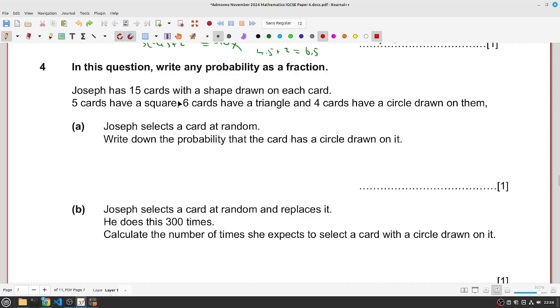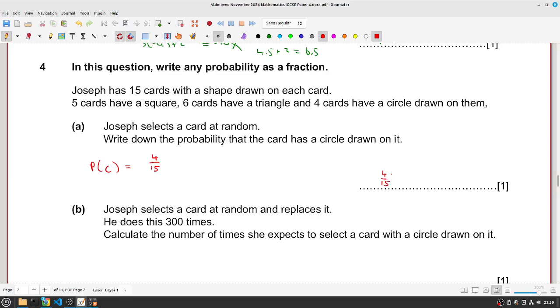Joseph has 15 cards with a shape drawn on each card. Okay, of the 15 cards, 5 cards have a square, 6 have a triangle, and 4 have a circle. So 4 plus 6 is 10 plus 5, 15. So all 15 cards are accounted for. Okay, Joseph selects a card at random. Write down the probability that the card has a circle drawn on it. Okay, so he selects one card at random. So the probability of getting a circle is, how many circles are there? There are 4 cards with a circle. Out of how many total cards? 15. So that's it, 4 over 15.